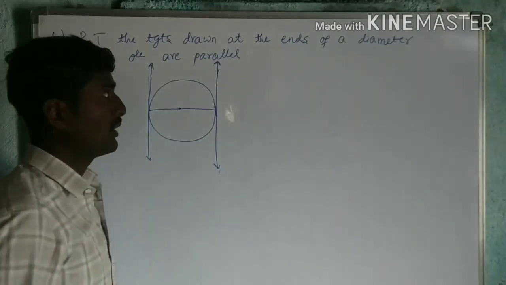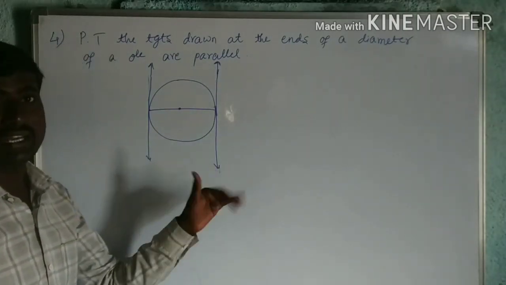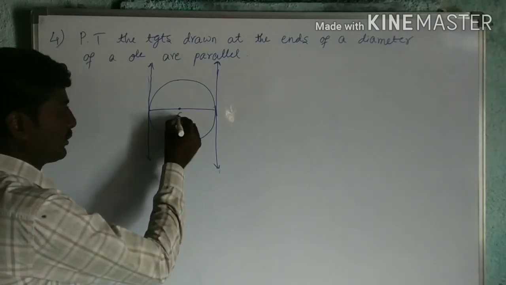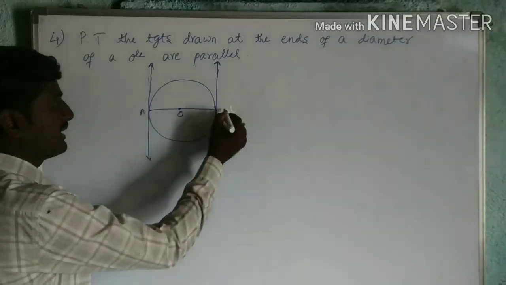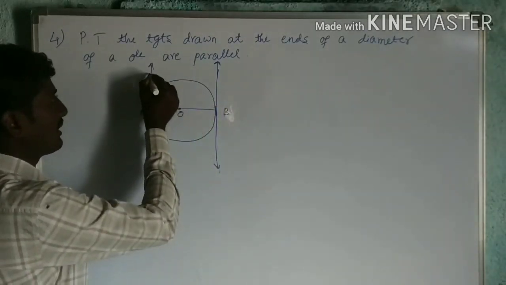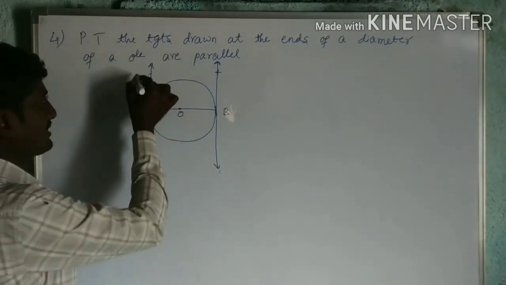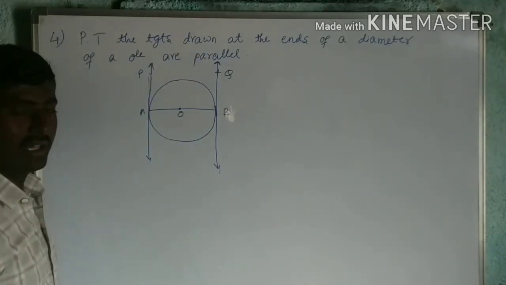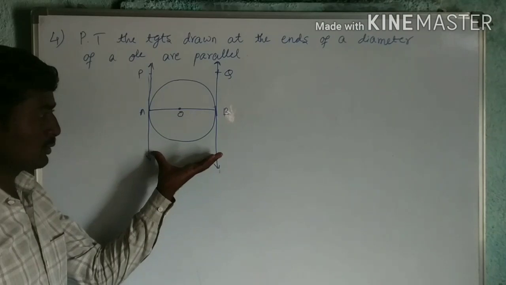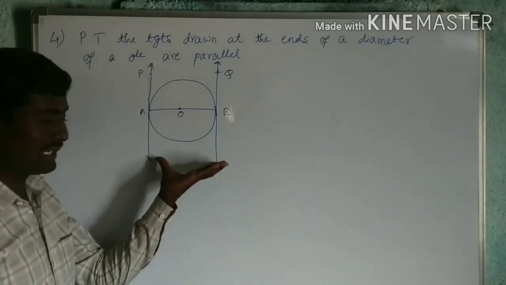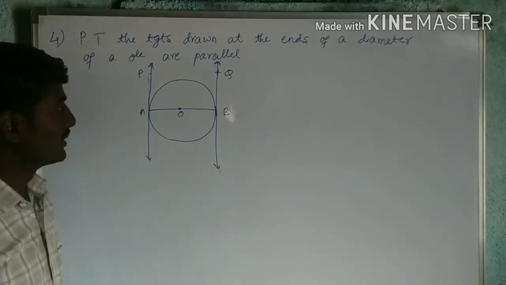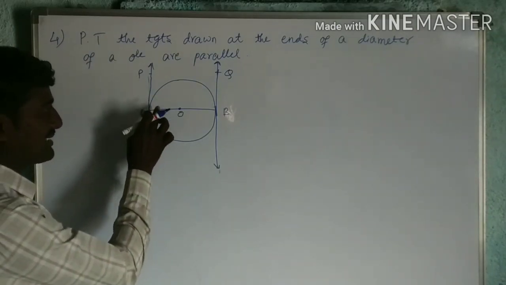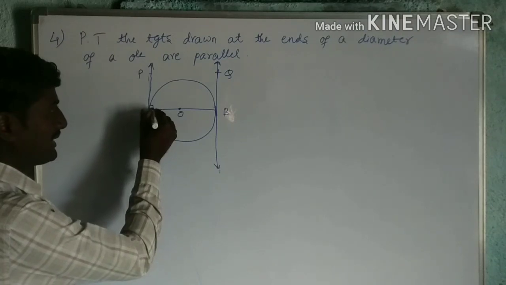Okay. We have to prove that these two tangents are parallel. So this is O, and I'll take this as A, this as B. Now I'll take some points on the tangents. This I'll take as P and this I'll take as Q. Now I have to prove these two tangents are parallel to each other. So already we know that the angle between the tangent and the radius is 90 degrees.